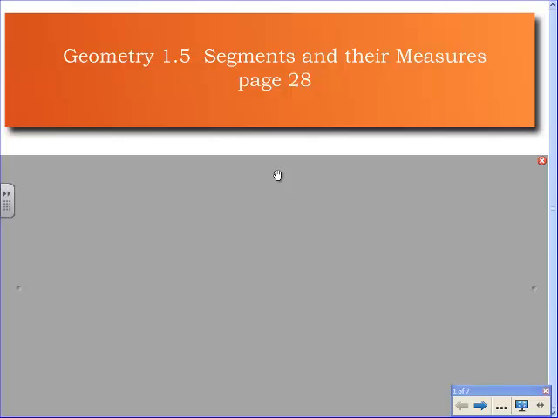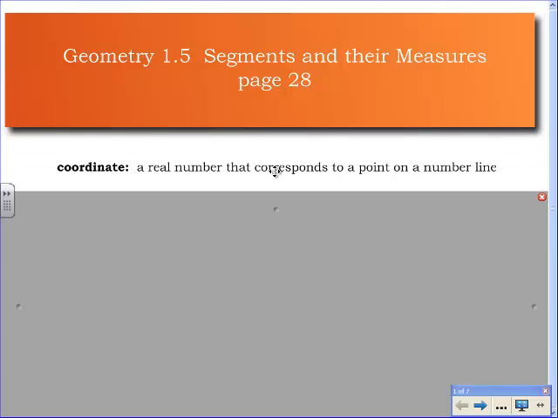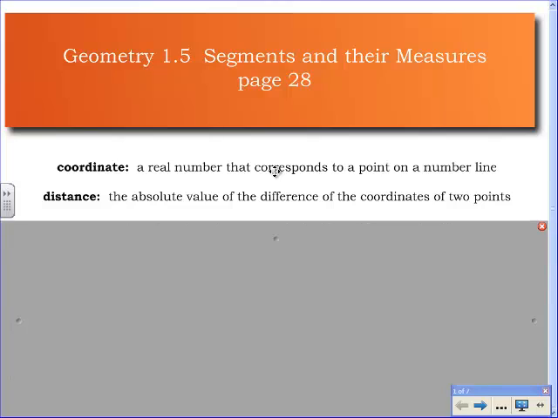So this first term is going to be helpful to us when we're working with segments on number lines. A coordinate is a real number that corresponds to a point on a number line. And it's the coordinates that we use when we're trying to find the length of a segment. The length of a segment is the same thing as the distance between its endpoints. To find the distance, we take the absolute value of the difference of the coordinates of 2 points.